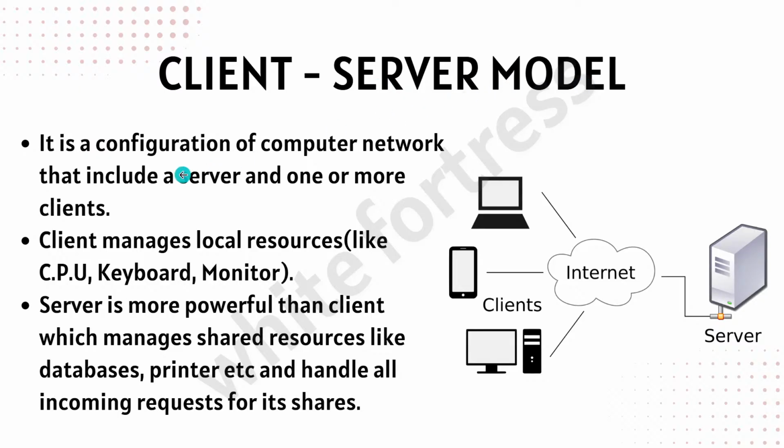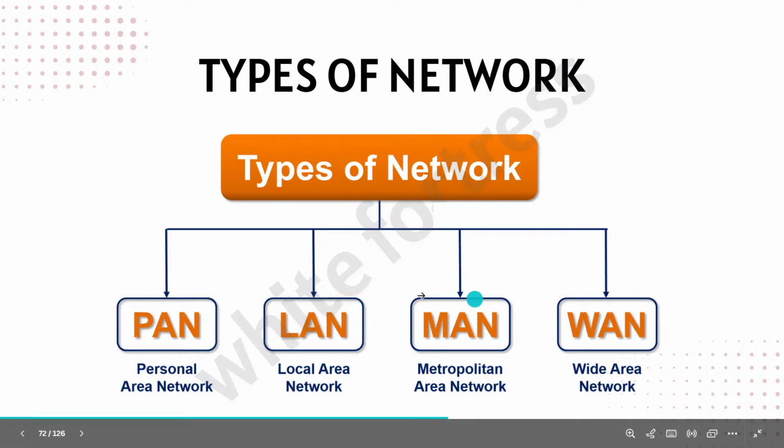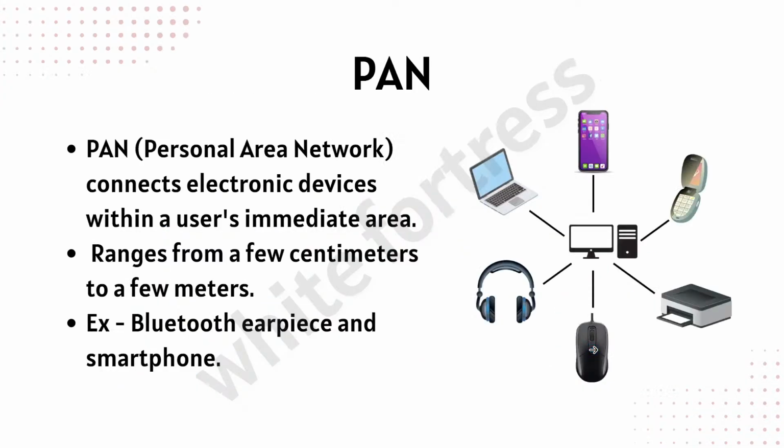Client server model. Okay, this is done. Now we are going to talk about types of network. So in types of network, we have PAN, LAN, MAN, WAN. PAN is your personal area network, LAN is your local area network, MAN is your metropolitan area network, and WAN is your wide area network.